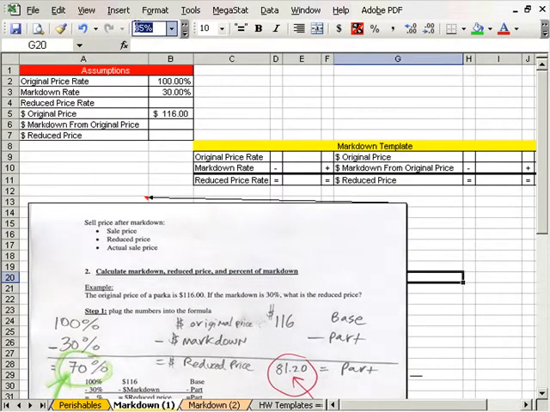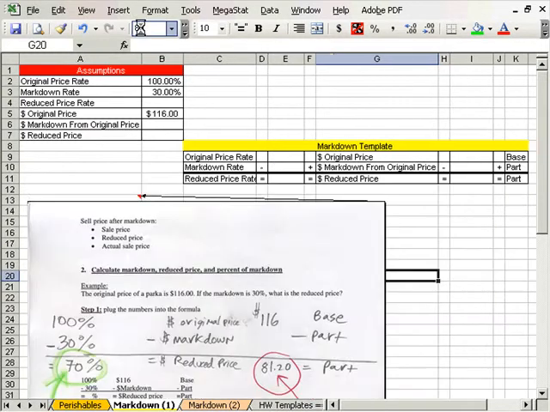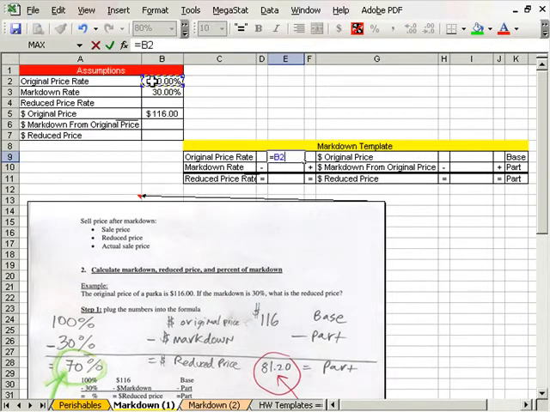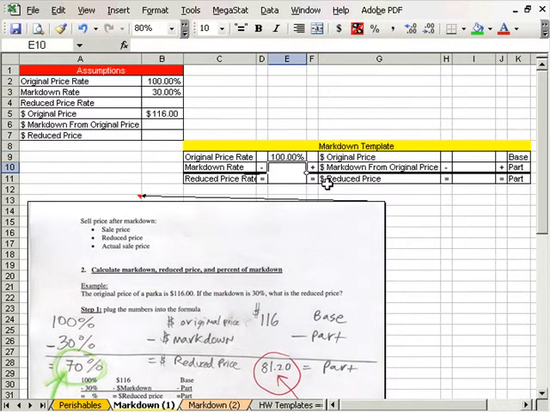I have to go up here and change the zoom. How about 80? All right, there we go. We already have our 100% for our assumptions and our markdown rate of 30 and our original price of 116. The original price rate, base is always 100%. Enter. Markdown rate, I already gave us that, 30%. And the original price here was 116. So how are we going to calculate our reduced price?